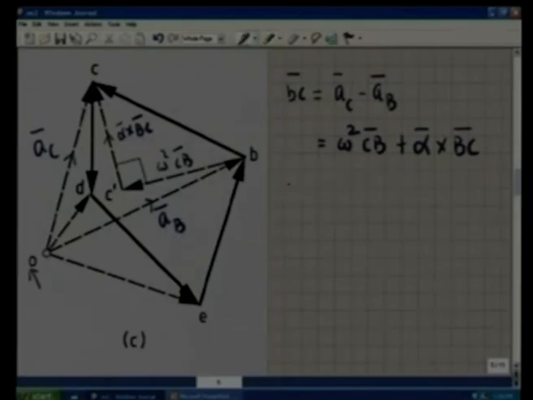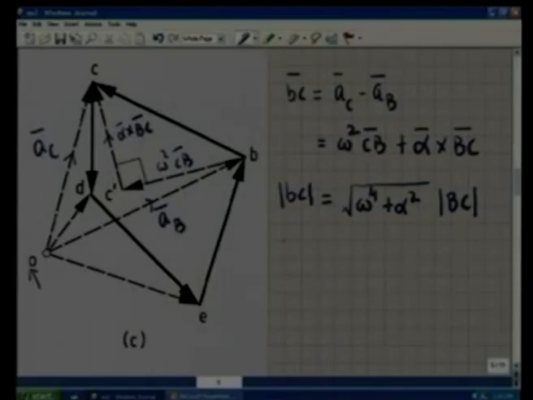So, the magnitude of the vector BC, because these two vectors are at 90 degrees, I can find by Pythagoras theorem. BC prime is omega square into magnitude of BC. C prime C, the magnitude, is alpha times BC. So, using Pythagoras theorem, I get the magnitude of BC is square root of omega to the power 4 plus alpha squared into magnitude of BC.